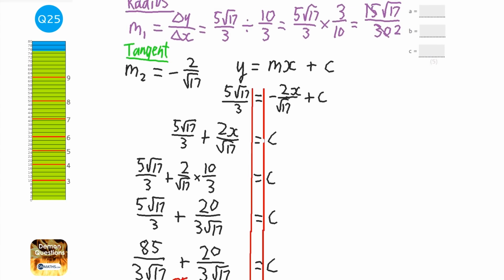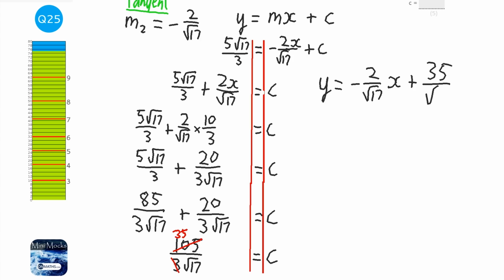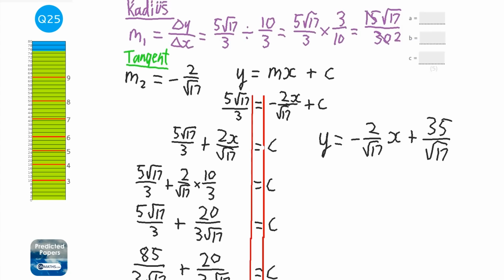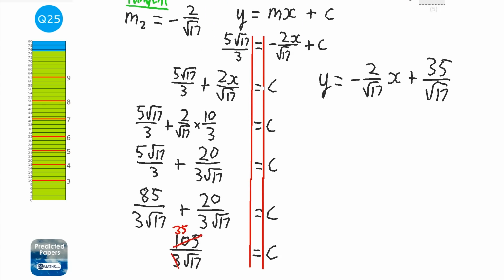Okay, so looking back at my y equals mx plus c, we know what m is now. So we've got y equals minus 2 over root 17 x, and we're doing plus 35 over root 17. Now if you look at the question, it says it wants it in a slightly different way. It wants the root next to the y, it wants a number, and then minus whatever the x bit is. So we're not quite finished yet, but we just need to tidy this up a little bit.